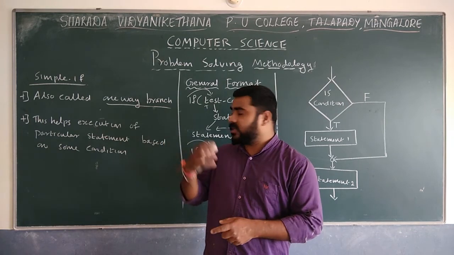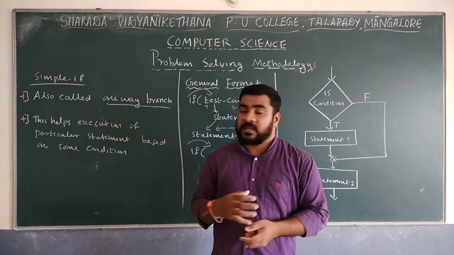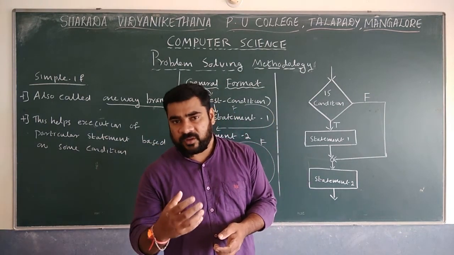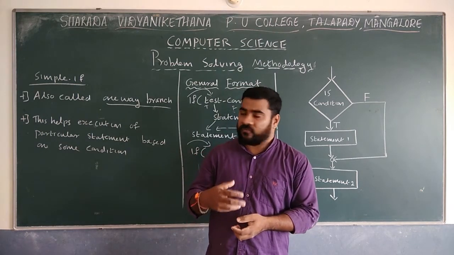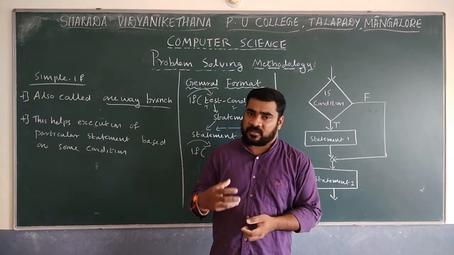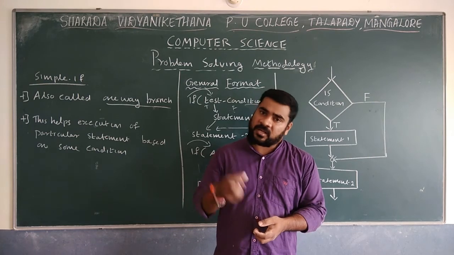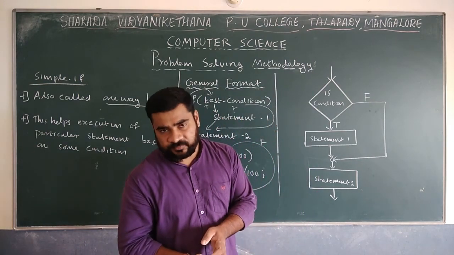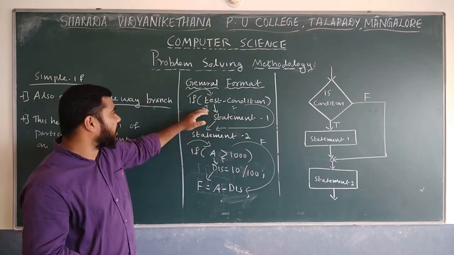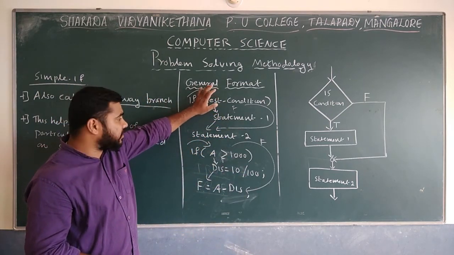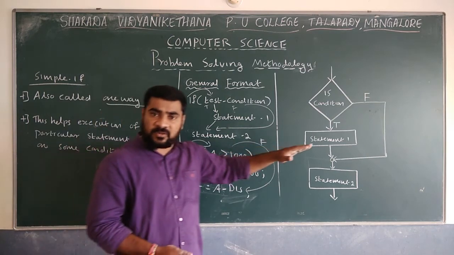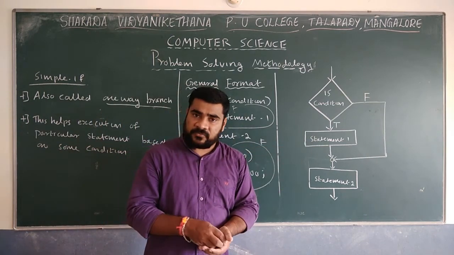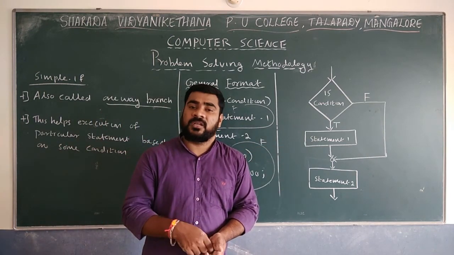In that, the first one is the simple if statement. A simple if is a one-way branching statement. It executes a particular statement based on the condition; otherwise you skip it. This is the general syntax. First you check the condition. If the condition is true, statement 1 is going to execute, then statement 2. If the condition is false, skip statement 1 and go to statement 2.